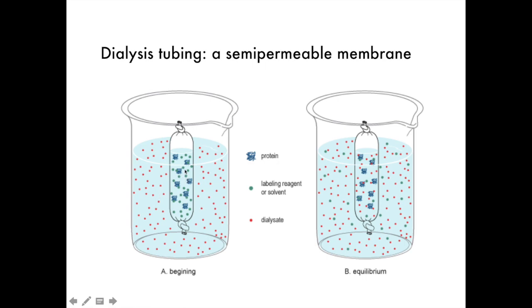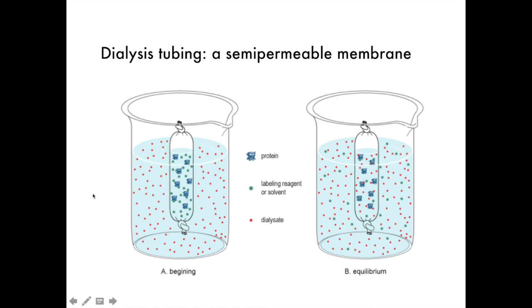Okay, so maybe we've got a reagent that's represented by these green dots that is inside, and it's all inside the dialysis tubing. None of it is out here, but the dialysis tubing is permeable to those green dots. It's also permeable to these red dots, which they have labeled here as dialysate. And none of that starts out inside the tubing. But what's going to happen is, over time, the red dots are going to go inside the bag, the green dots are going to come outside the bag until the concentration comes to equilibrium.